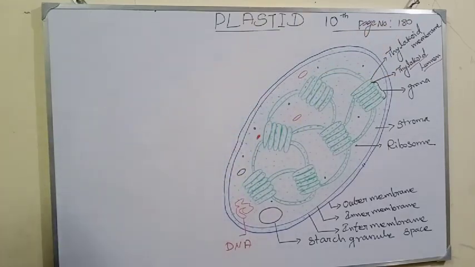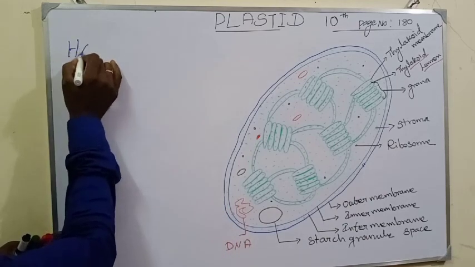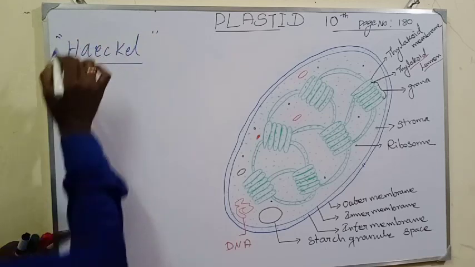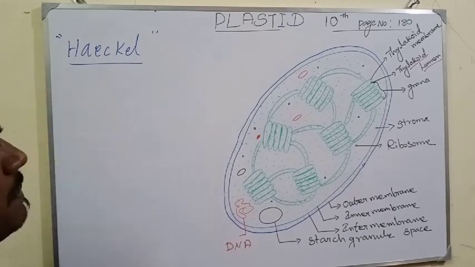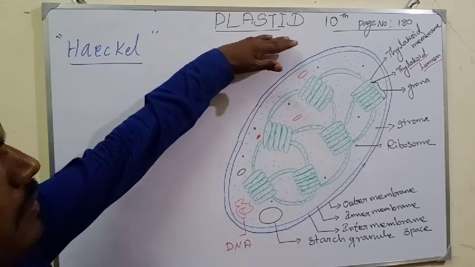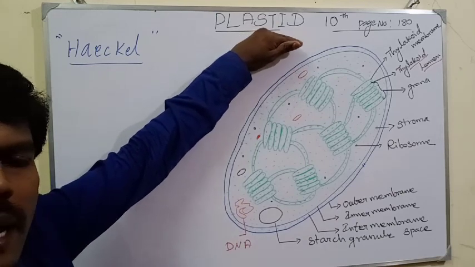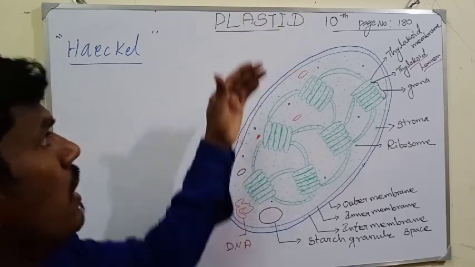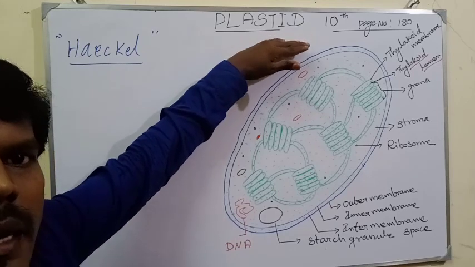See, the word plastid was first given by Haeckel. Who is that? Haeckel. Plastid is a double membrane organelle found in plants and some algae. It is responsible for the preparation of its own food material and storage.